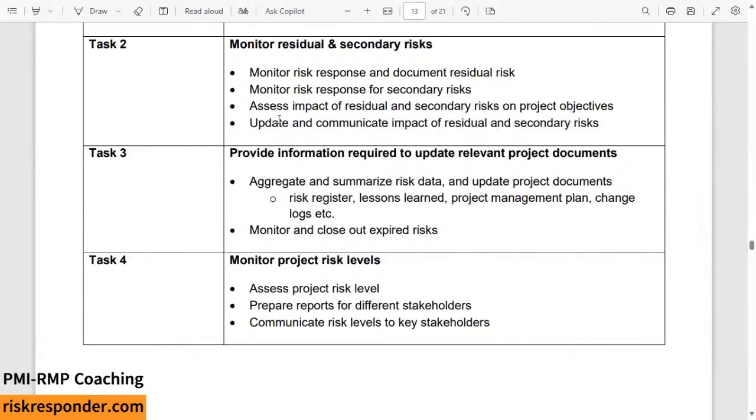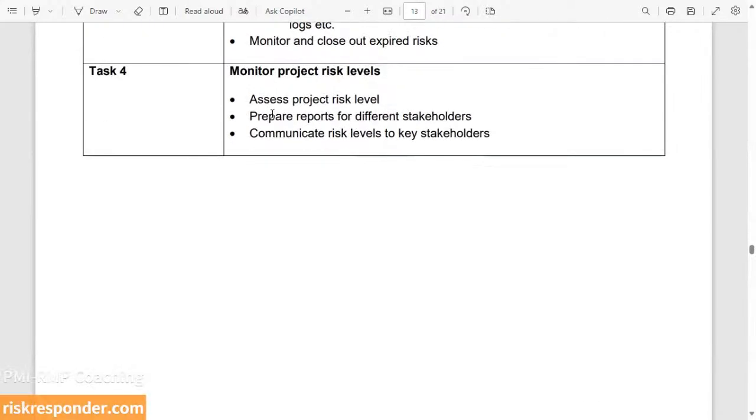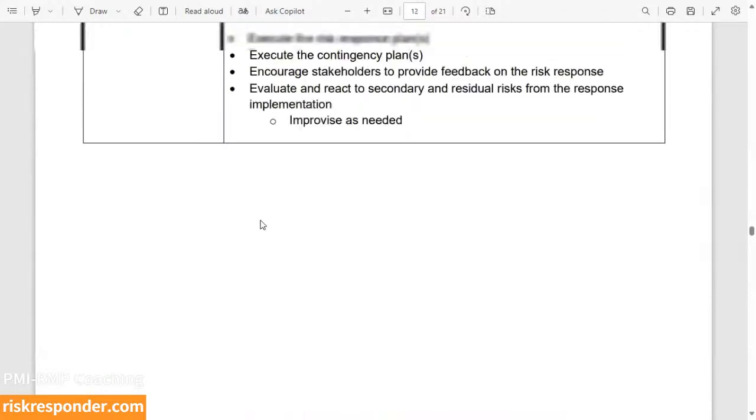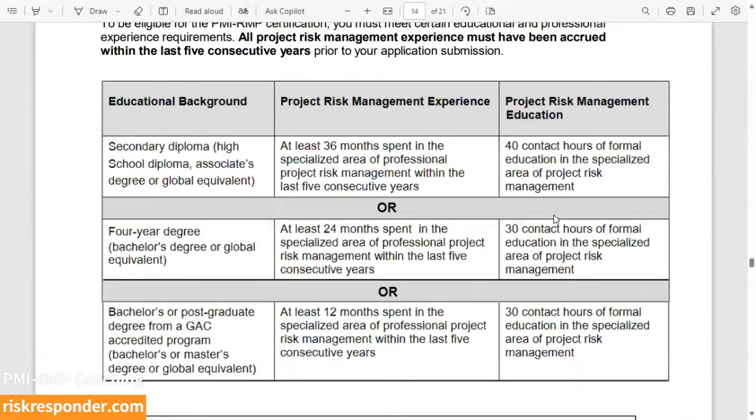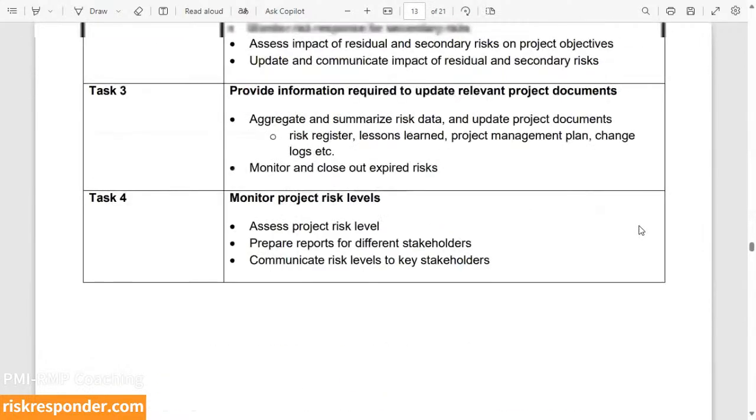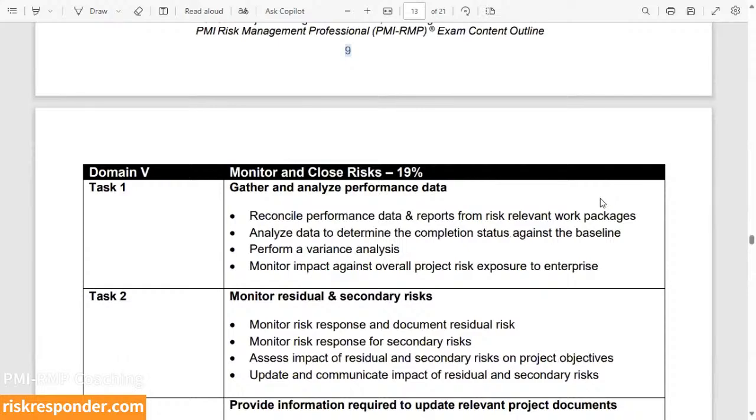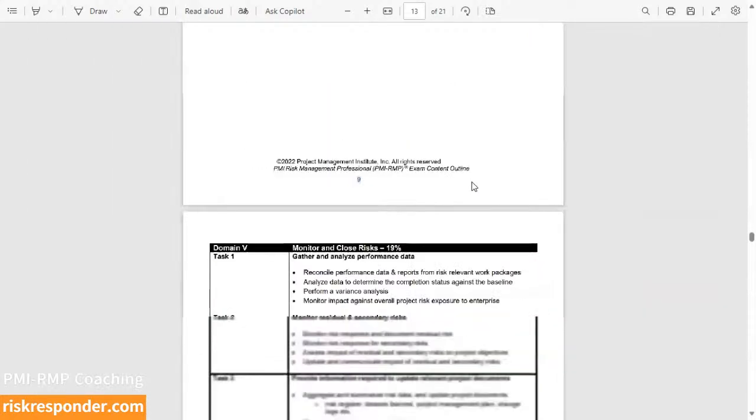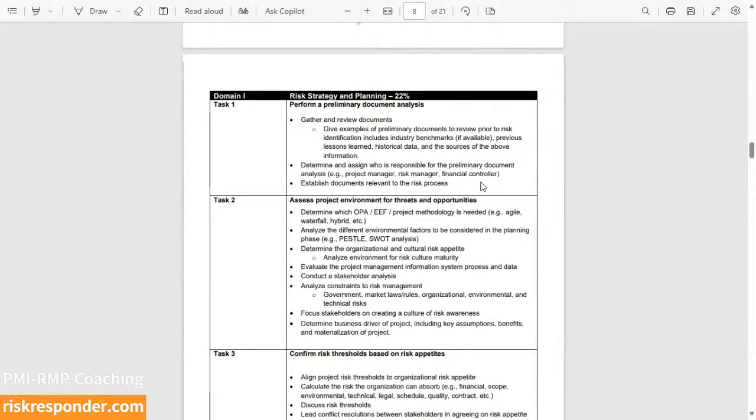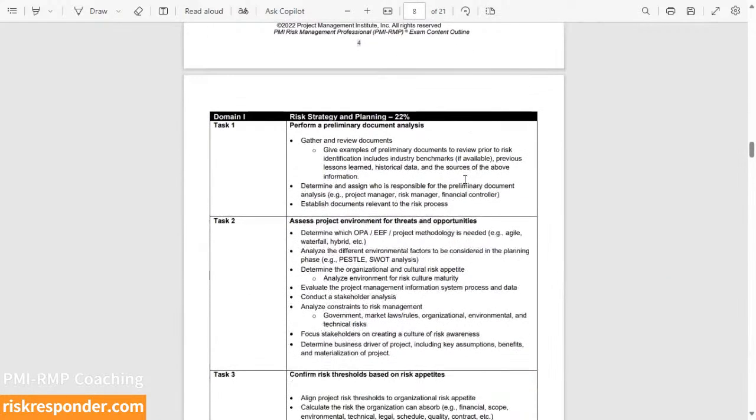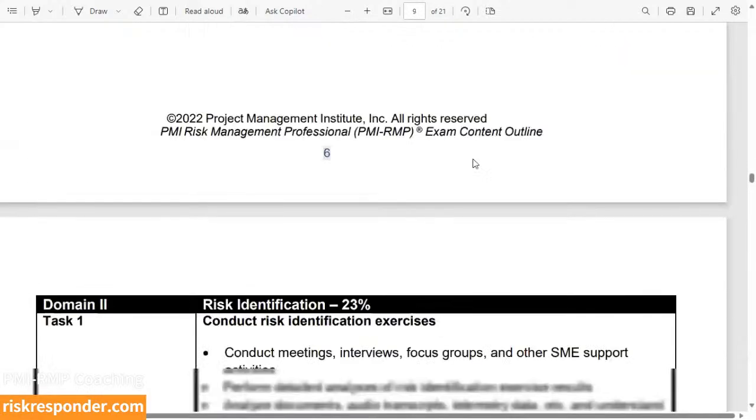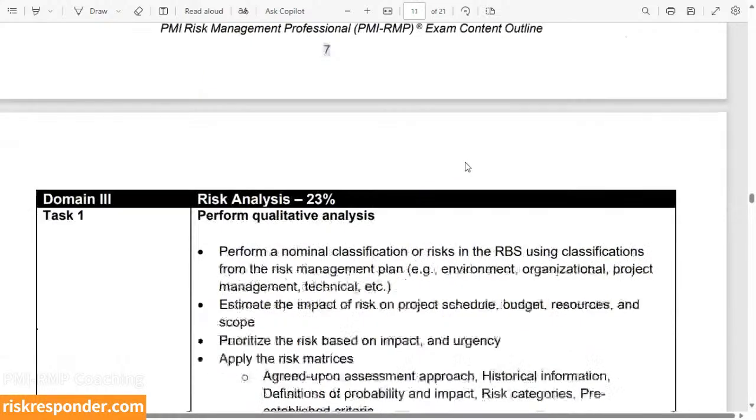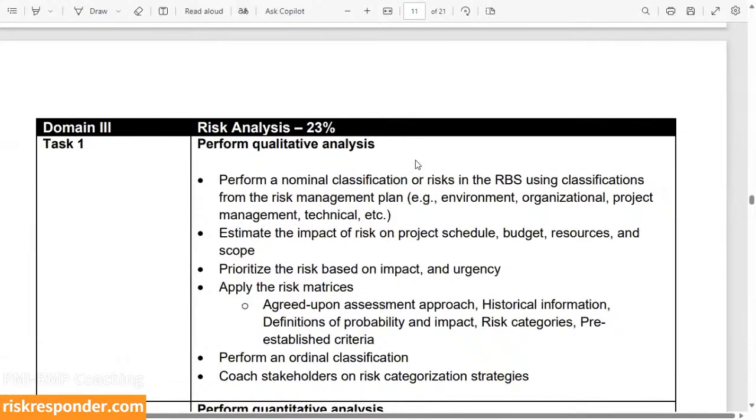Provide information required to update relevant project documents and monitor project risk levels. And this, again, is something that you should do all throughout the processes. Okay, and there we are. We're back where we stopped, and those are the domains, 5 domains. They're very straightforward. Let's look at them one by one, and I'll explain them at a high level. Risk strategy and planning: strategizing and planning how to manage risk on the project. Risk identification: identifying the risks. Risk analysis: analyzing the risks.